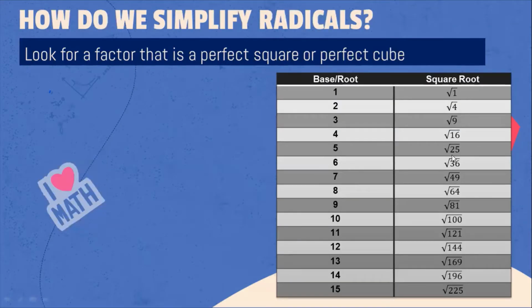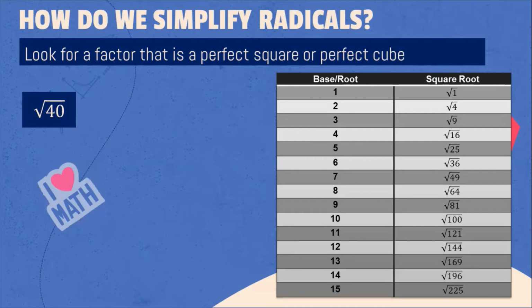How do we simplify radicals? Look for a factor that is a perfect square or perfect cube. Let's try an example. What is the square root of 40? Since 40 is not a perfect square, we need to look for a factor of 40 that is a perfect square. What are the factors of 40 wherein one of the factors must be a perfect square?